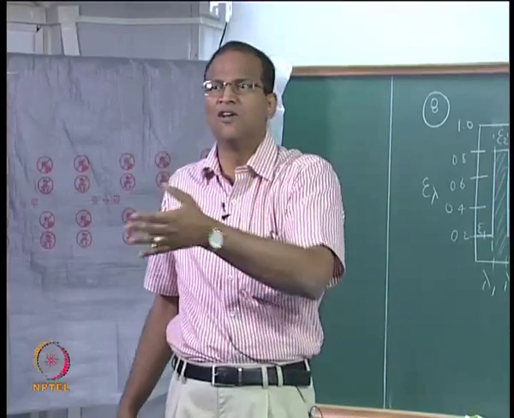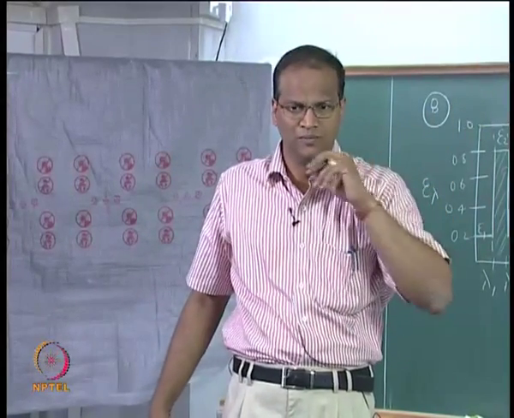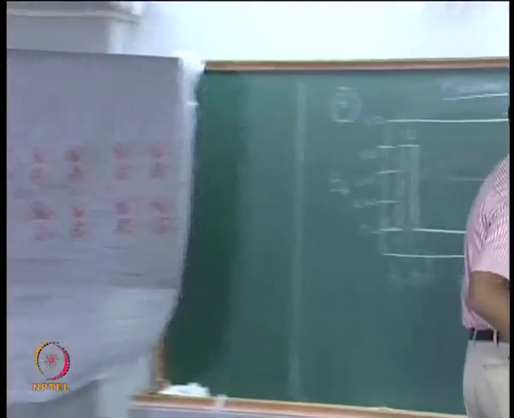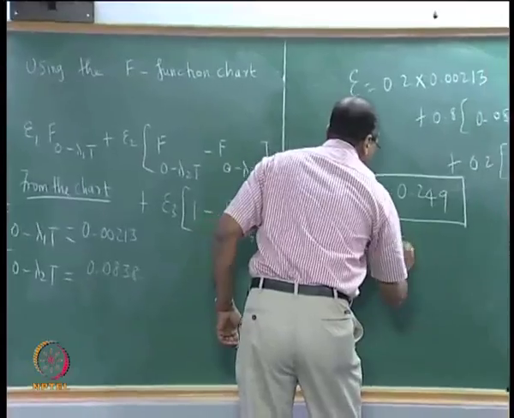I squared R equal to epsilon sigma. I squared R can be written as Q, that is the Q coming from the supply. Therefore, Q equal to epsilon sigma A.